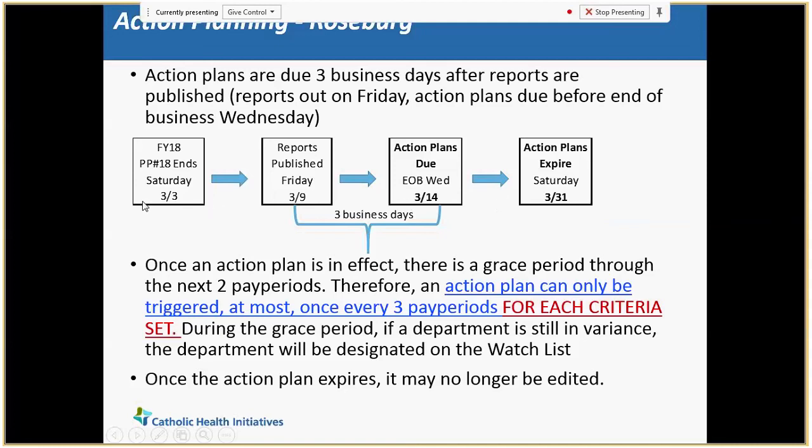So once you're on the action plan, you're not eligible for pay period 317, not eligible for pay period 331. This department would be eligible again for the next pay period, which ends April 14th, for a specific criteria set.